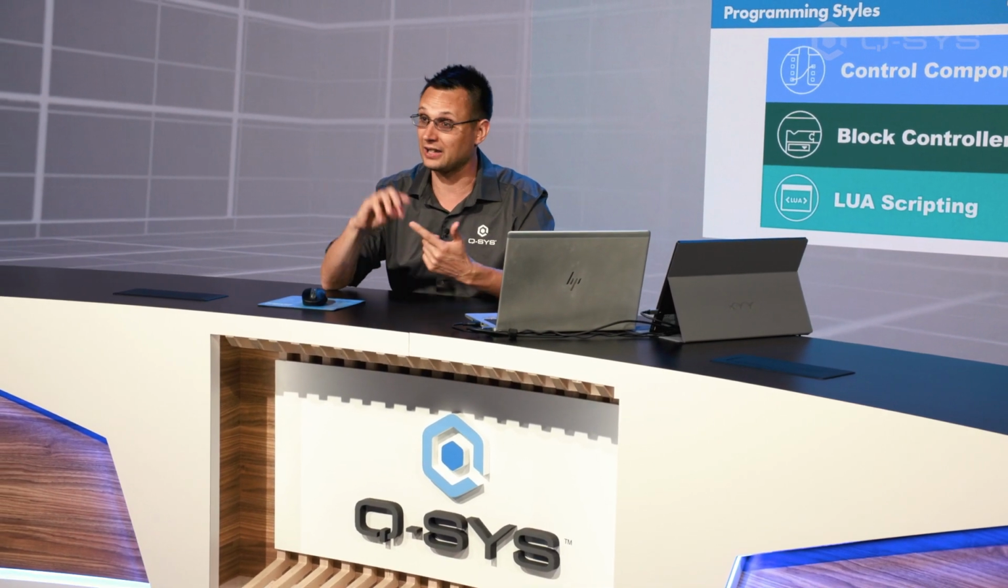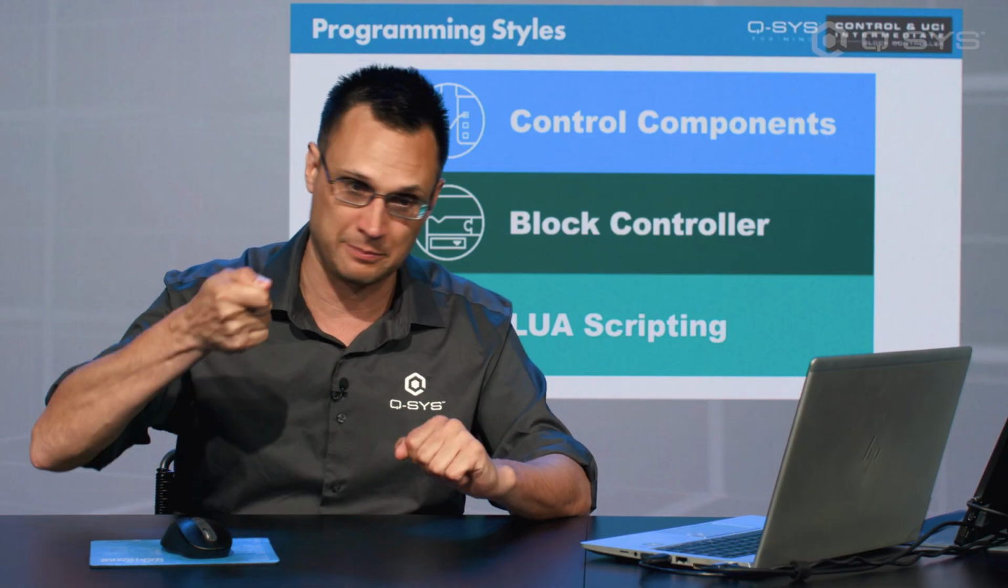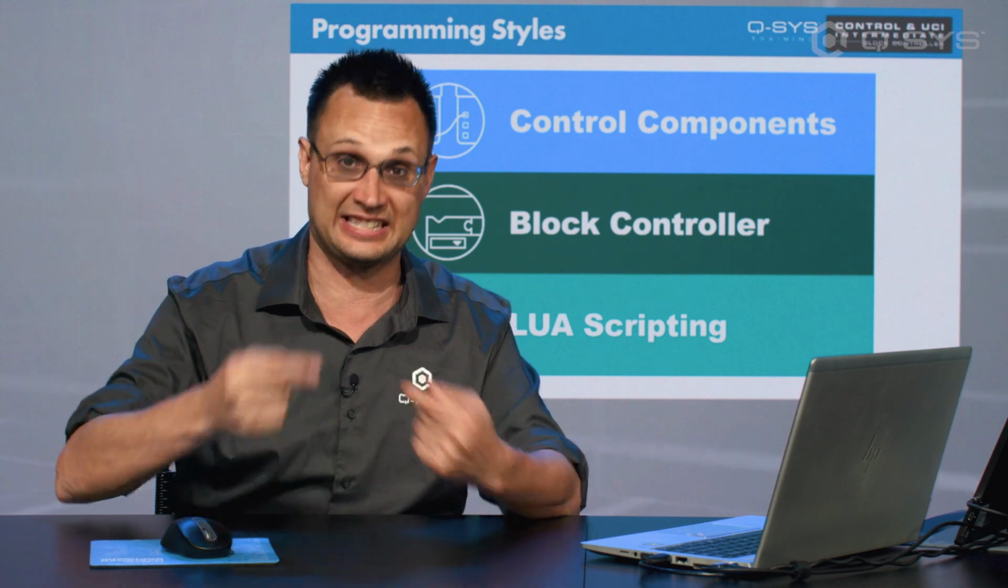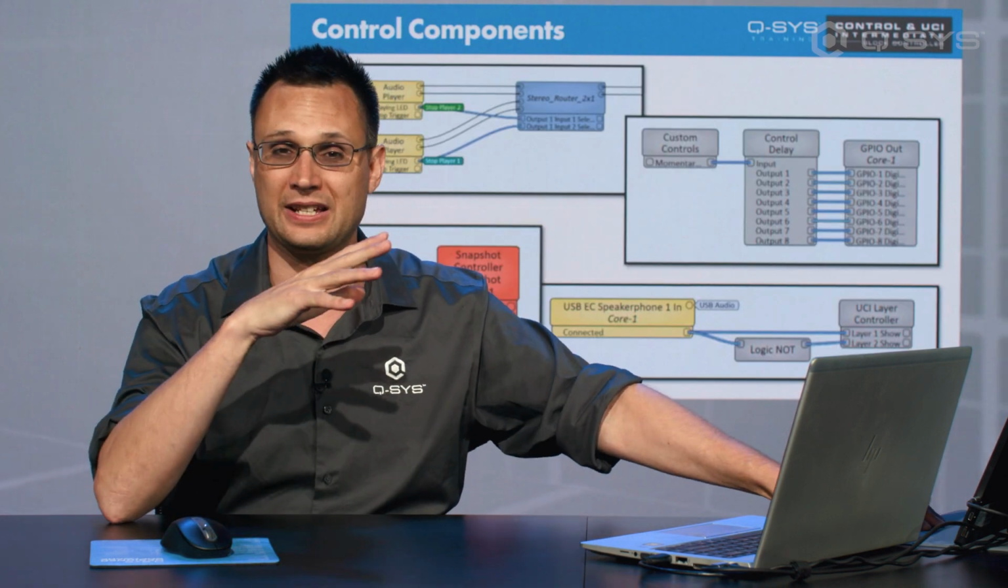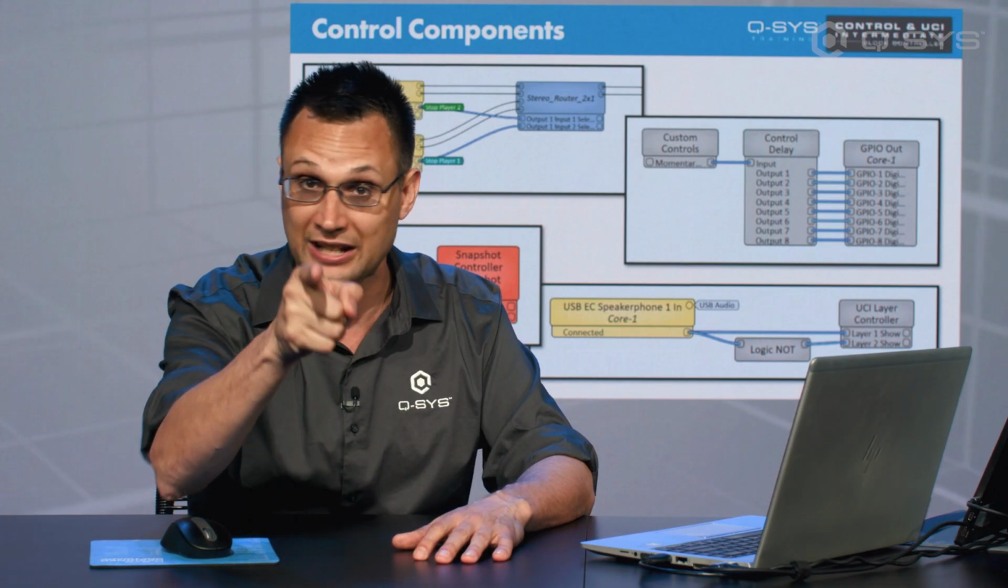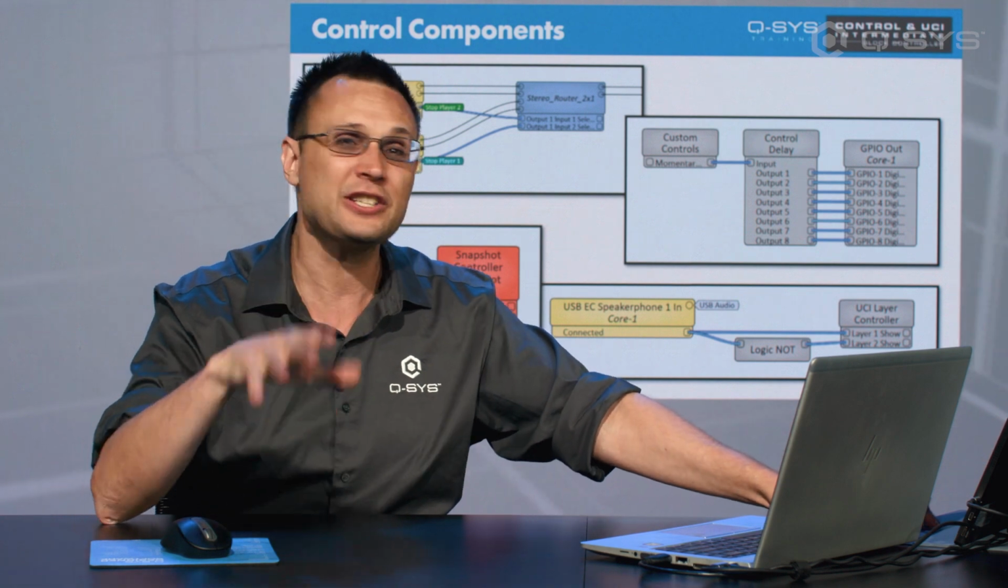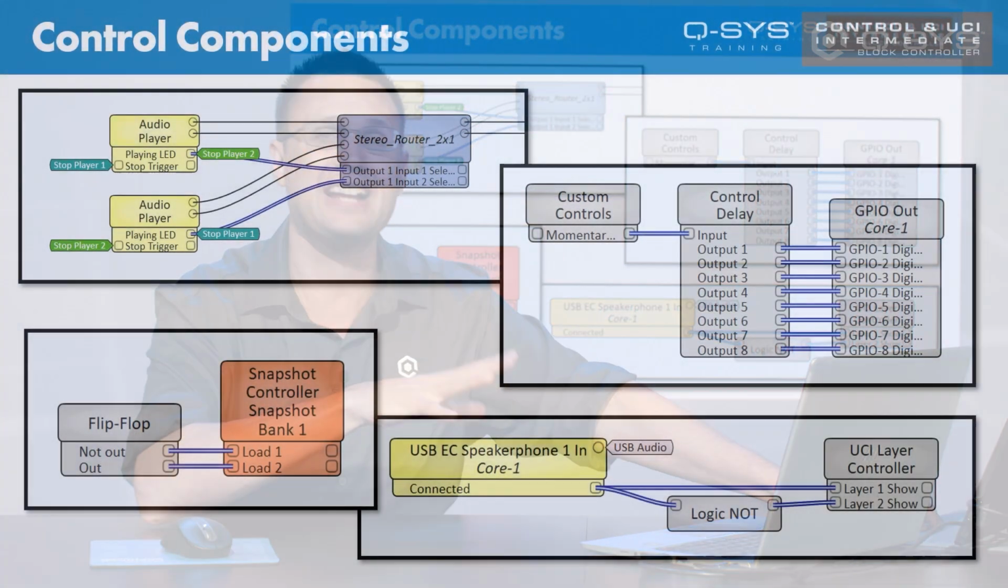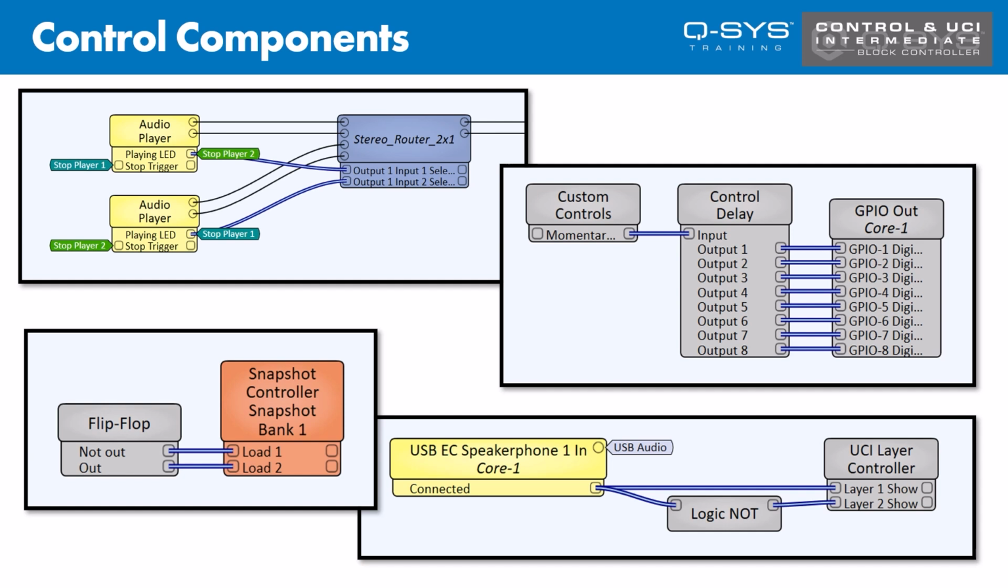Control components I like because they're really straightforward. They're really analog. It's like taking a wire and plugging it into something else, and you can see that wire. Here's a couple of examples of simple control components. If you took the previous version of this class, or even if you've taken Control 101, which you should have because that's a prerequisite, then these should look fairly familiar to you. These are the kinds of things that I would always use control components for.